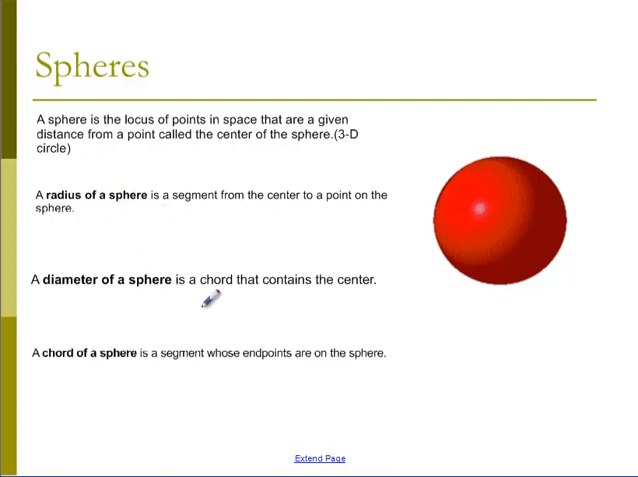The diameter of a sphere is a chord that contains the center. So from one end of the sphere through the shape to the other and crossing exactly at the center. And then a chord of a sphere is a segment whose endpoints are on the sphere. So any line going through the sphere.